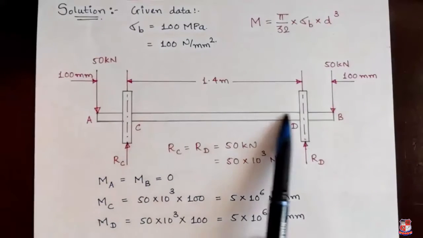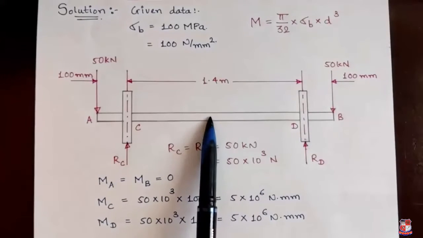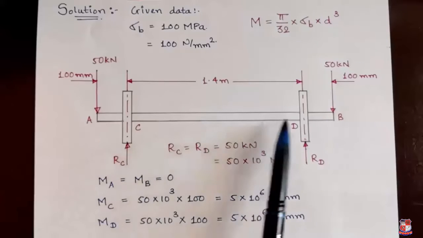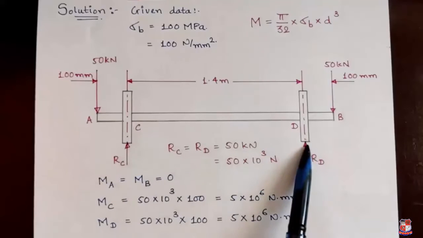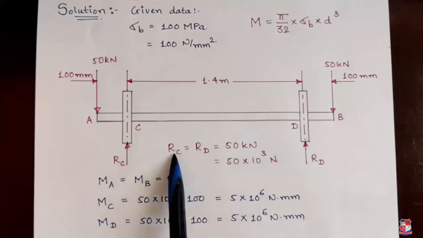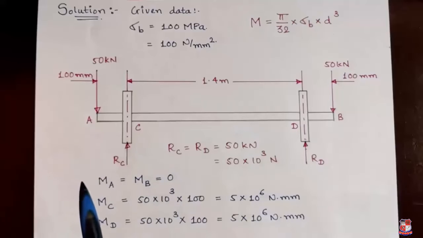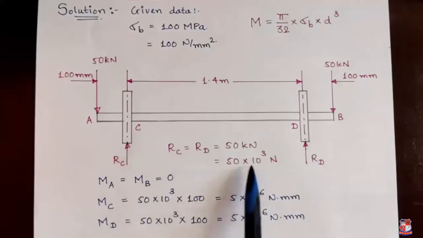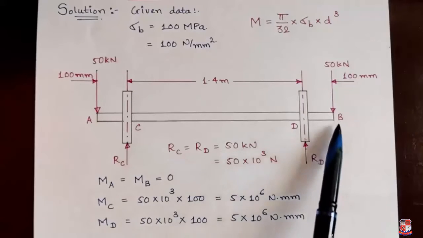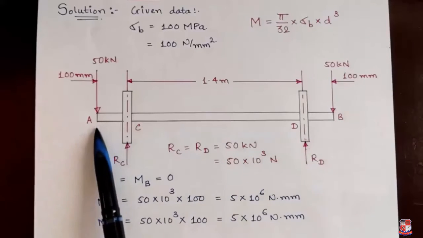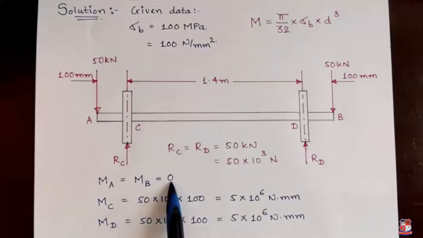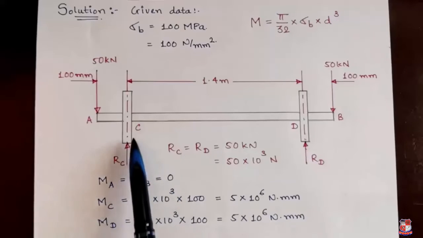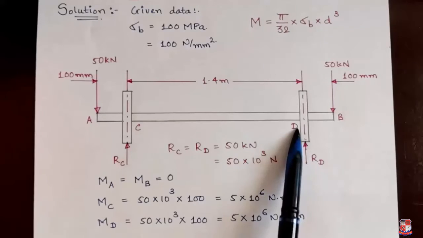Now we have to solve this figure by a support reaction numerical. So obviously here we are having symmetric loading, so both the reactions RC and RD will be the same. So RC and RD will be 50 kilonewton, and in terms of Newton it will be 50 into 10 raised to 3. Now at end points we know that bending moment will be 0. So moment at A and moment at B will be 0. It means we have to find out bending moment at only two places, moment at C and moment at D.